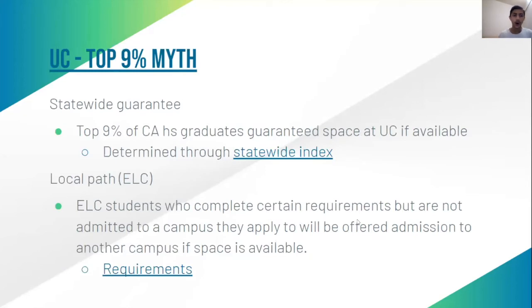Second thing is the UC top 9% myth. First and foremost, students that reside in California, in the top 9% of California high school graduates, are offered a space at a UC campus. You have to find out if these spaces are available. The top 9% is determined through the statewide context. If you want more information, let me click on this link.